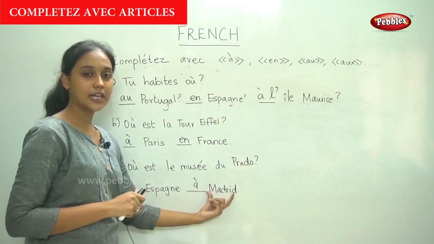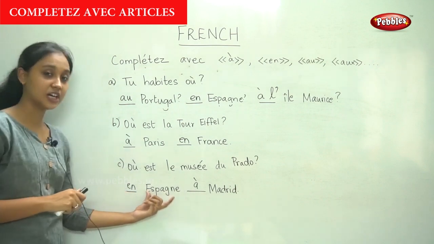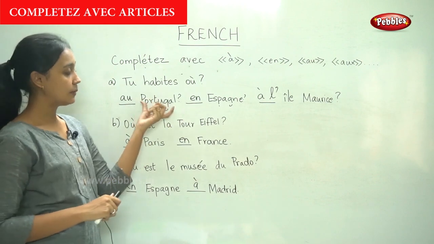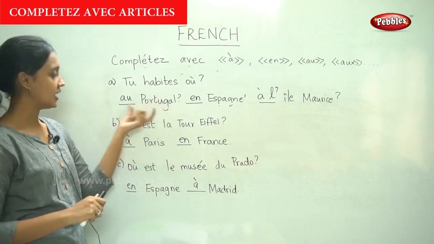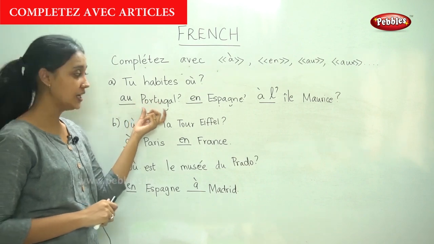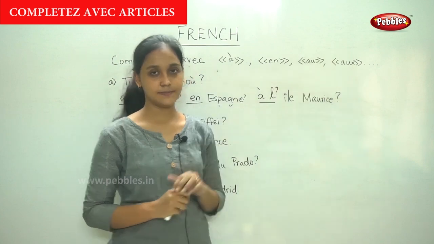So before the name of a city, it is à. Before the name of a country that is feminine, it is en. Before the name of a country that is masculine, it is au. And before the name of a country that is in its plural form, we write aux.